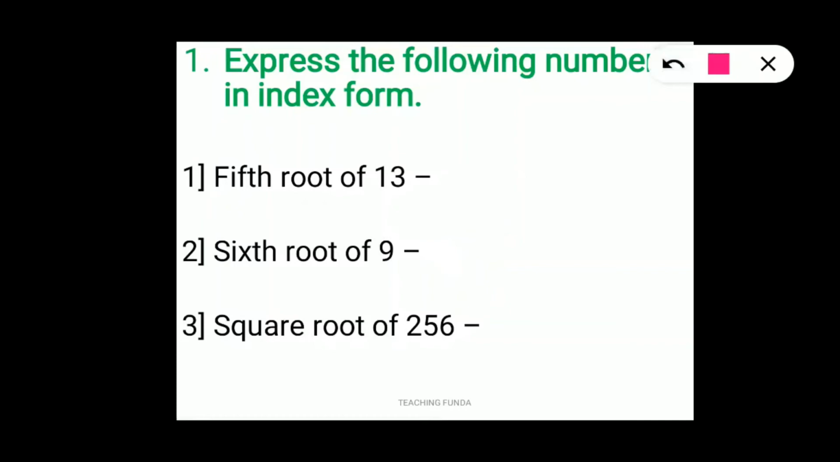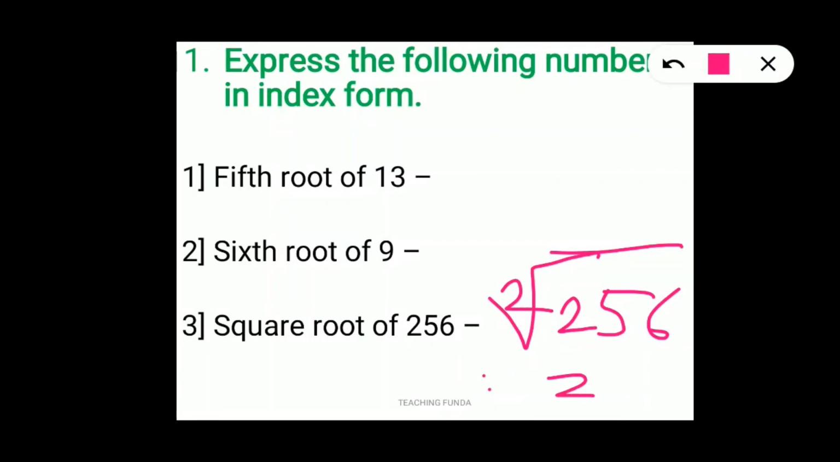Now square root of 256. Square root of 256, you can write it as radical 256. Again you can write it with a 2 also. And in the index form, how will you write? 256 raised to 1 upon 2. Okay, now next term.